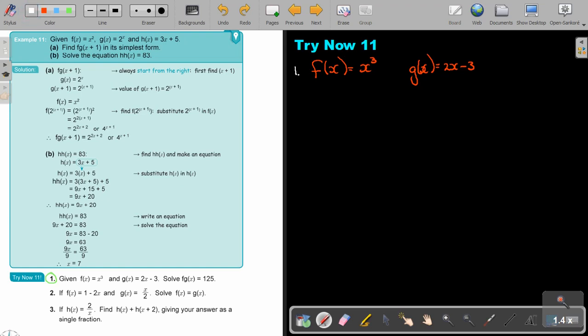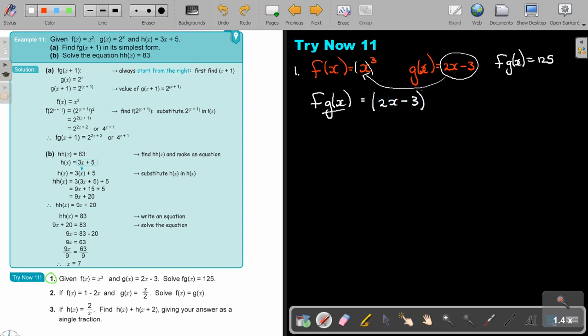So let's first find fg. I'm asking you to find fg(x) equals 125. But what I'm first going to do is I'm going to find fg(x). Now remember, start from the back. I'm going to take this and I'm going to throw it in there in the place of x. So I'm going to get, in this case, I'm going to get (2x - 3) to the power of 3.